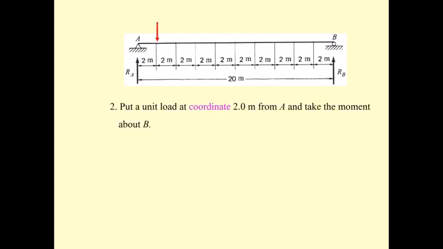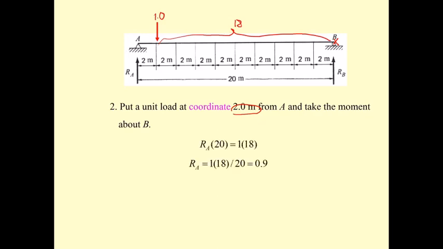And second, we move it here to coordinate 2.0. So this time, if you take moment at B, you will have R sub A times 20 equal to this 1.0 unit times the length here of 18. And R sub A is going to be 0.9. Then if you use summation F sub y equal to 0, you get R sub A plus R sub B equal to 1. So R sub B is going to be 0.1.